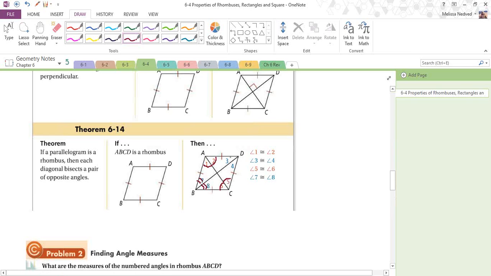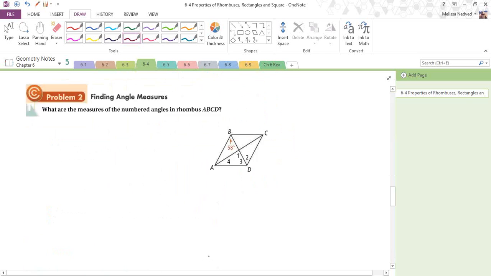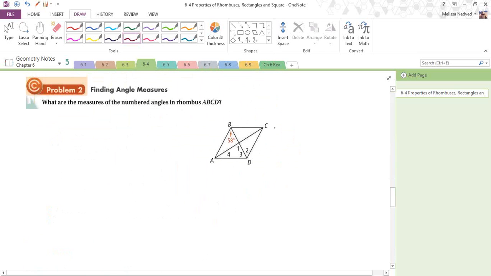Same is true with my other set of angles. 7 and 8 are congruent to 3 and 4. So by drawing in those diagonals, which become the angle bisectors, we've just created 2 different sets of 4 congruent angles. Okay? So in your worksheet and your homework assignment, you're going to see some pictures like this where you're asked to find other angle measures.